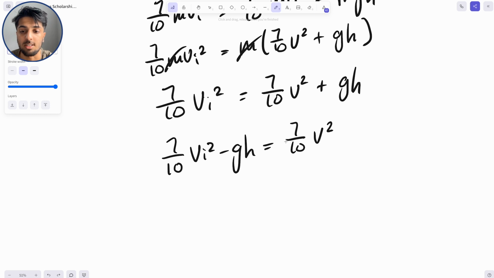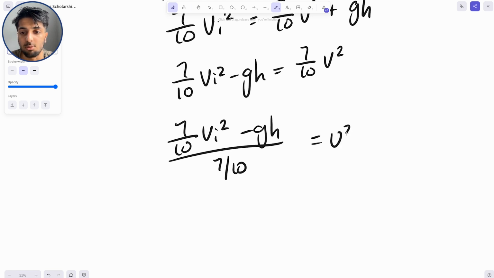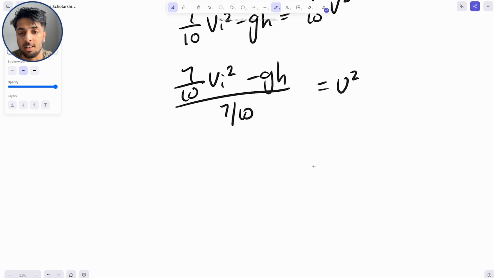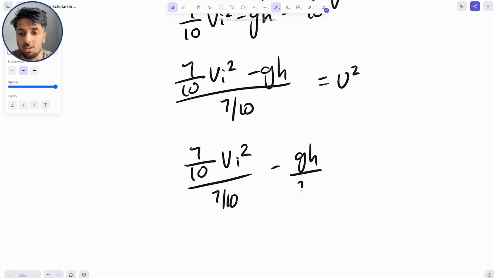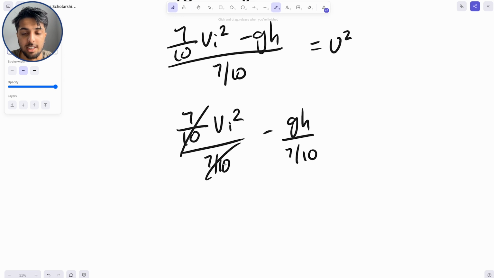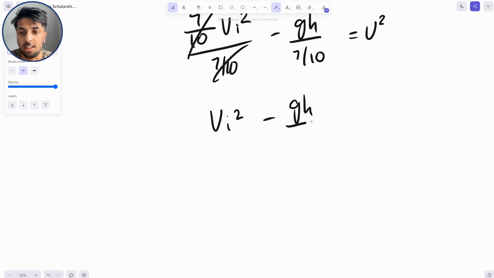Dividing both sides by 7/10, we get (7/10 Vi squared minus GH) all over 7/10 is equal to our V squared. Now we can split this up, so we get 7/10 Vi squared all over 7/10 minus GH all over 7/10. We can now cancel these two 7/10s, and we get Vi squared minus GH times 10/7 is equal to our V squared.